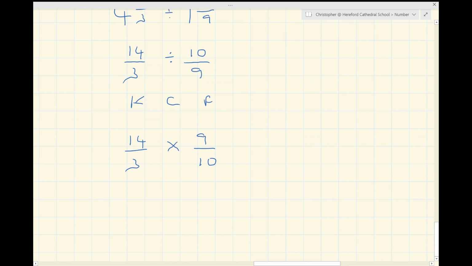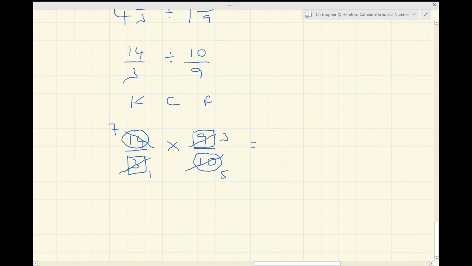Okay, now it's a multiplication, so I can look for cancelling. Now I can see some cancelling for the 10 and the 14 because they have a common factor. What's the common factor? 2. 2 goes into 10 5 times, and 2 goes into 14 7 times. Can I see any cancelling between the 3 and the 9? Well, I can, because they have a common factor. 3 goes into them both. 3 goes into 3 once, and 3 goes into 9 3 times.